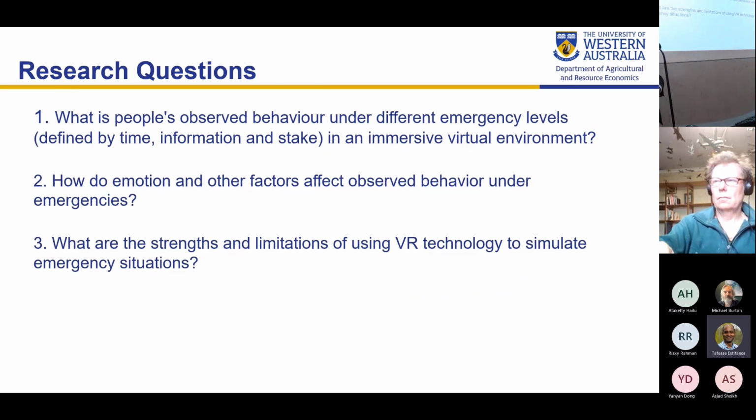Then based on the objectives, I have these three research questions. First, how is people's observed behavior under different emergency levels, defined by time, information, and state, in an immersive virtual environment? Second, how do emotion and other factors that we don't know at this stage affect observed behavior under emergencies? And the last one is, what are the strengths and limitations of using VR technology to simulate emergency situations?